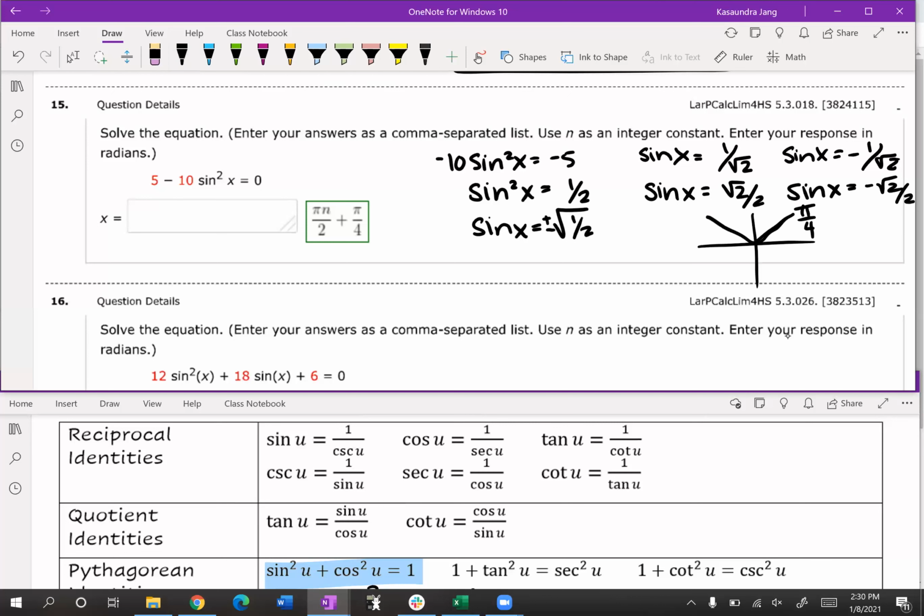And maybe I'll try to color code this for you actually. This one in blue, all my positive root 2 over 2s. The positive root 2 over 2 is at pi fourths and 3 pi fourths. My negative root 2 over 2, I'm going to color code this a little bit for you. Negative root 2 over 2, my negative y values are down here in the third and fourth quadrant. So this is at 5 pi fourths and 7 pi fourths.